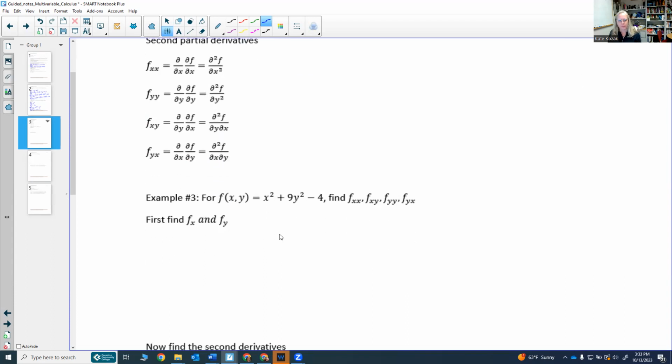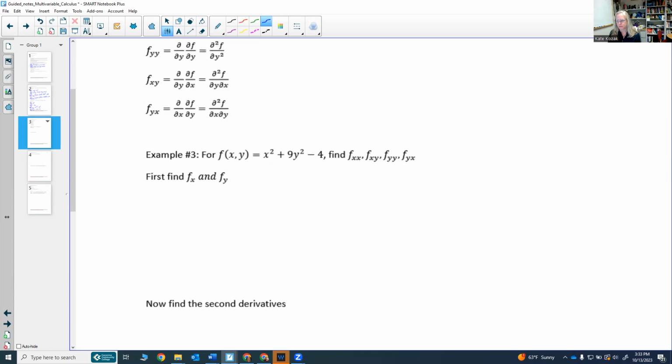So let's do an example of that. Example 3. For f of x, y equals x squared plus x plus 9y squared minus 4, find all the partial derivatives. First, you need to find the partial derivative of f with respect to x and the partial derivative of f with respect to y. So f sub x will equal 2x plus, the 9y squared is going to be 0 and the 4 is 0.